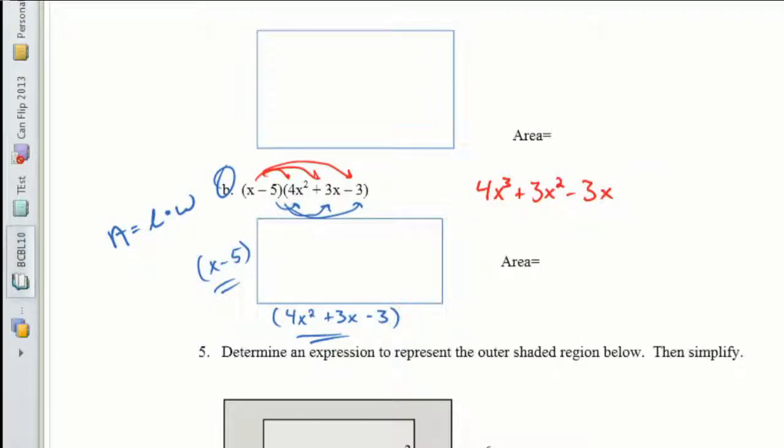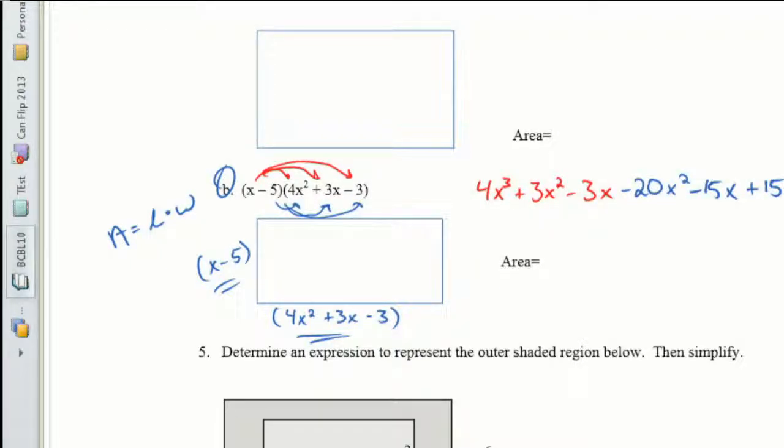And then I'm going to multiply the negative 5 by everything. So negative 5 times positive 4 is negative 20x squared. Negative 5 times positive 3 is negative 15x. And negative 5 and negative 3 is positive 15.